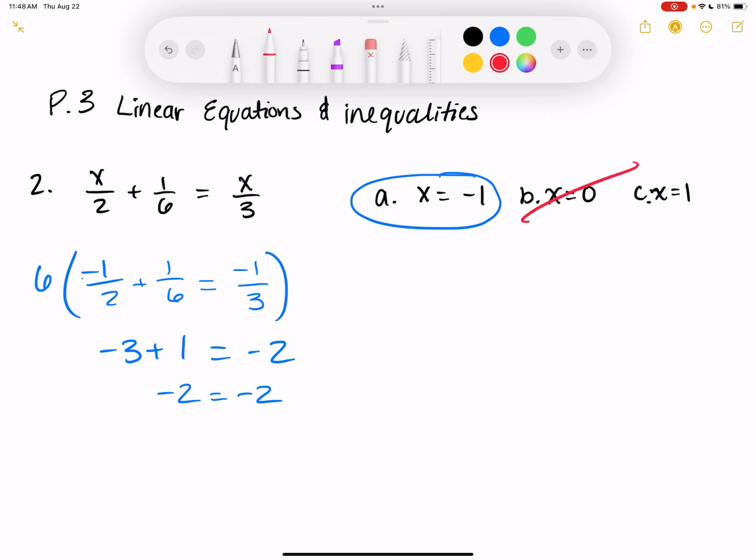And then x equals 1. I can plug that one in. So 1 over 2 plus 1 over 6 equals 1 over 3. You can probably safely visualize that that's not going to work, but if we need to see it, I can multiply everything by 6. 3 plus 1 equals 2. Obviously, that's not true, so that option doesn't work either.